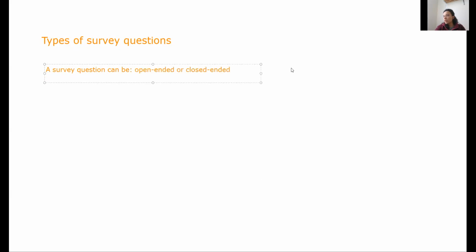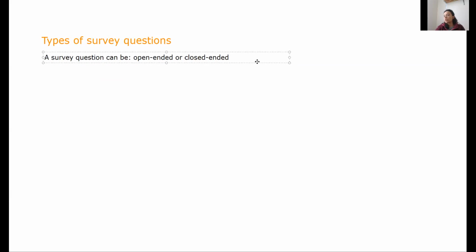So an open-ended question is a question in which the participant is not being given the choice among predetermined options, so options that the person conducting the survey chose in advance. Whereas open-ended questions are questions in which the person answering can give any answer that they want, however they want. Okay.